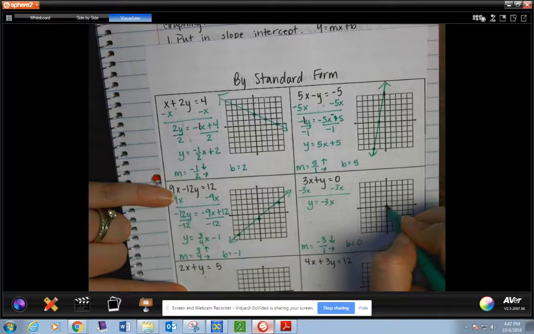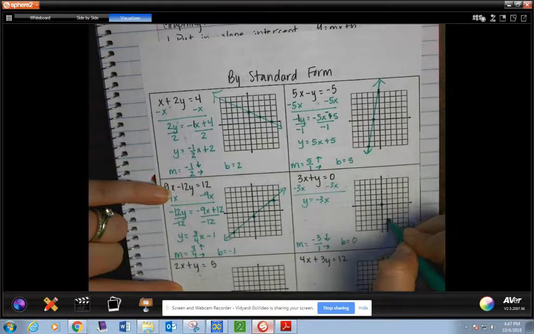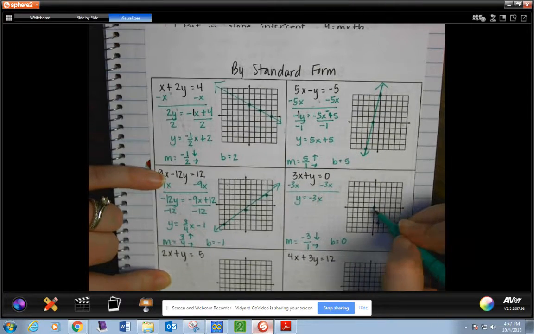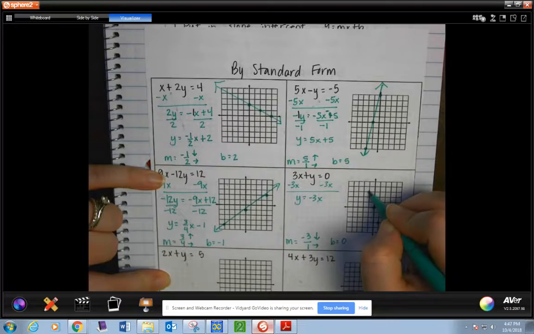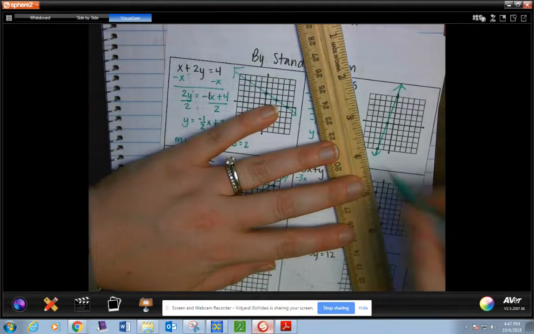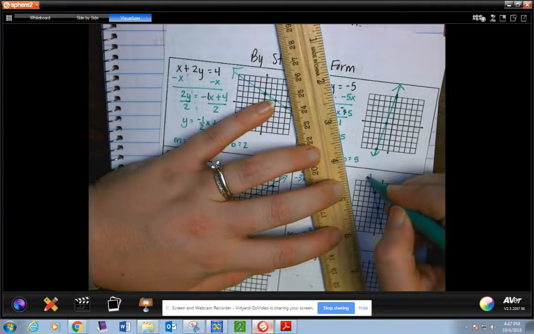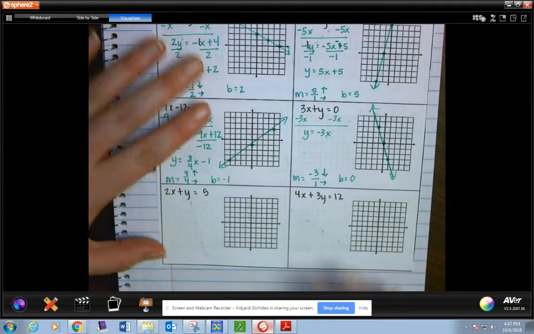So you start at the origin, and we go down 3, right 1. But I can't repeat that, so I go back to the original, and I'm going to go up 3, left 1. Grab my ruler, connect my line.